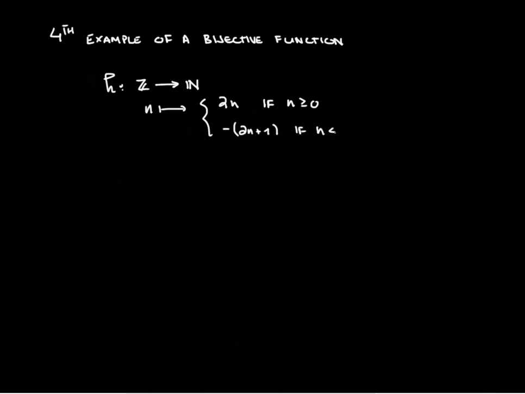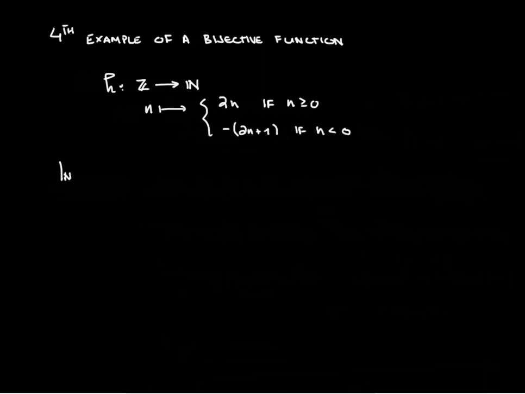In this video, we're going to go over a fourth example of a bijective function, and we're going to make it interesting. We're going to define a function h that goes from the integers to the naturals and assigns n to, it is going to be a piecewise function, so it sends n to 2 times n if n is positive or equal to 0, and minus 2 times n plus 1 if n is negative.